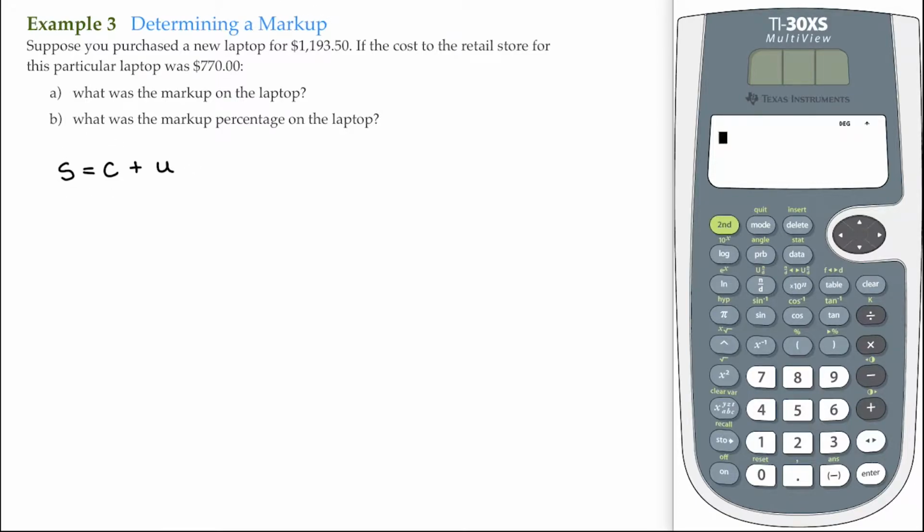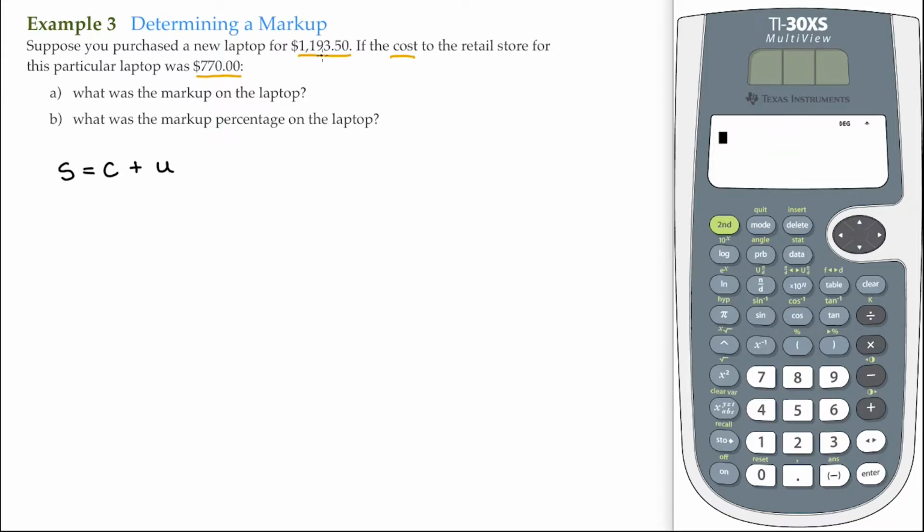So this problem says, suppose you purchased a new laptop for $1,193.50. If the cost to the retail store for this particular laptop was $770, then we have these two questions here. A, what was the markup on the laptop? And of course, B, what was the markup percentage on the laptop? So a couple of things, again, to point out. You purchased it, so the selling price was $1,193.50, and then the cost for the retail store was $770.